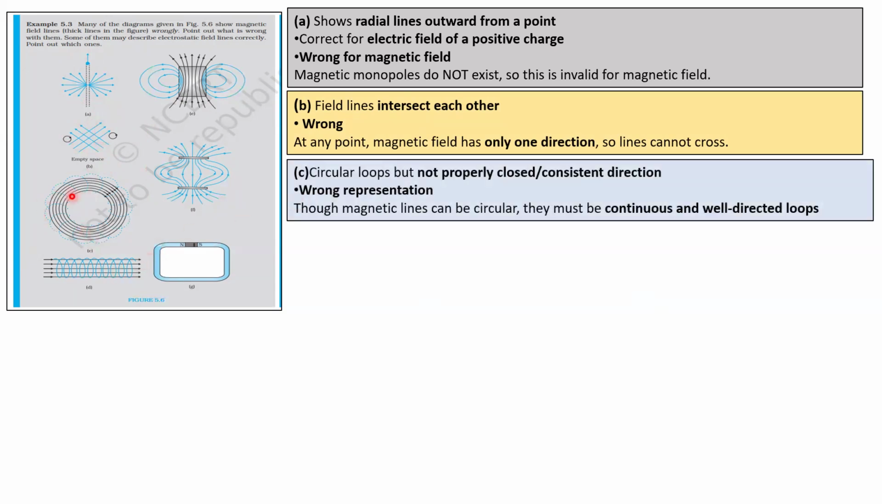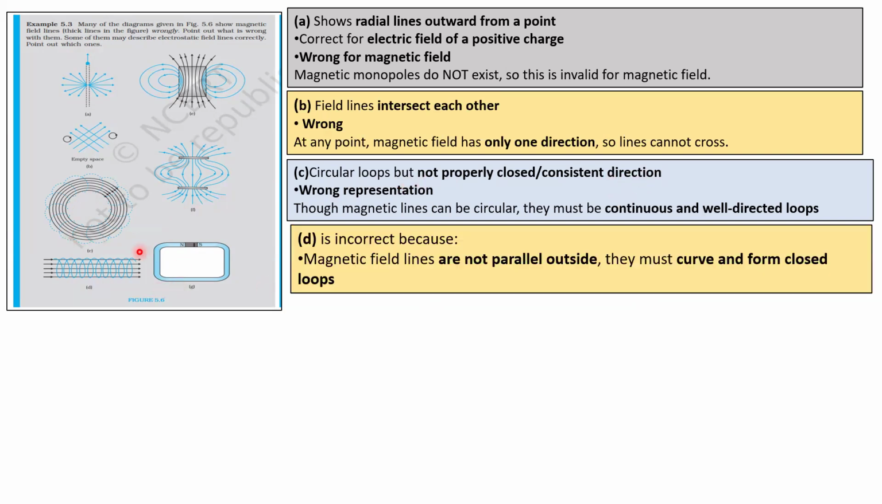In diagram C, the field lines are circular, but the arrow marks are not in the same direction. Some of the arrows represent clockwise, some represent anti-clockwise. Because of this, it is also wrong. Circular loops, but not a consistent direction, so it is a wrong representation. Now we'll go for diagram D.